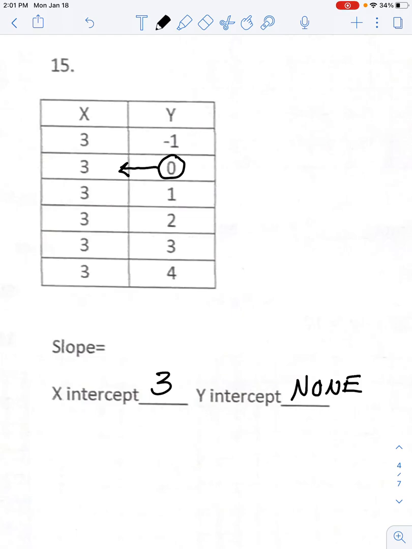Now, for the slope, the trend in y is negative 1 to 0, so it's going up every 1. And then 3 to 3 to 3 to 3, it's not changing, so it's 0 on the bottom. Anytime that 0 is on the bottom, if you punched it into Desmos, it would tell you it is undefined, because that's going to be your vertical line.